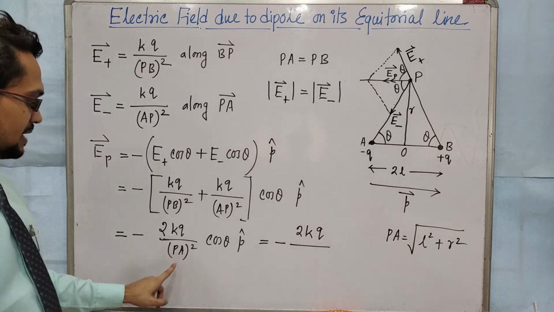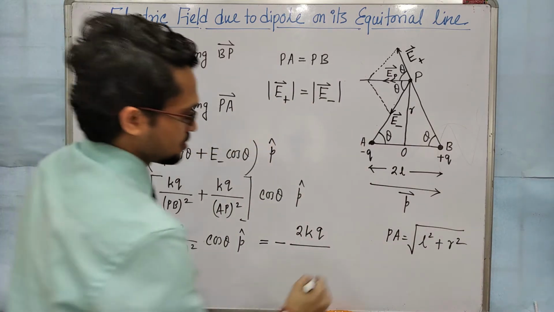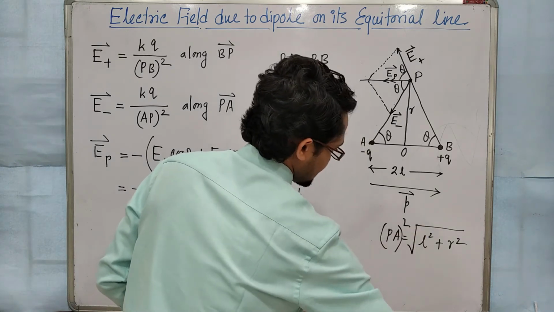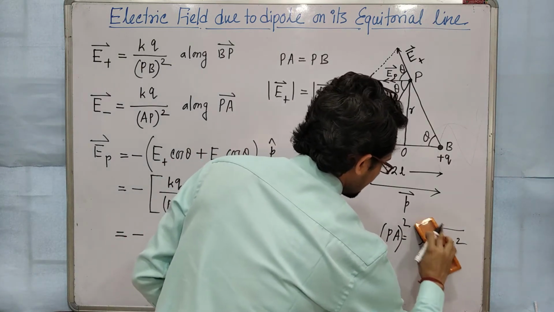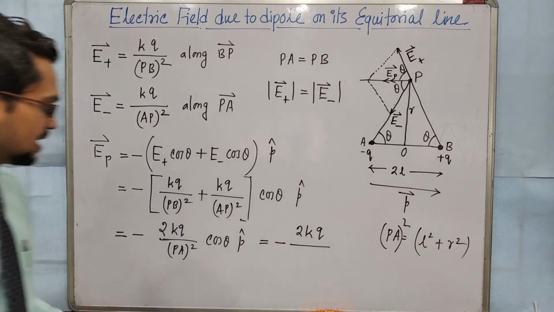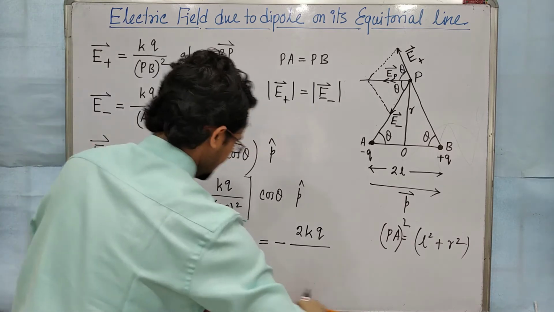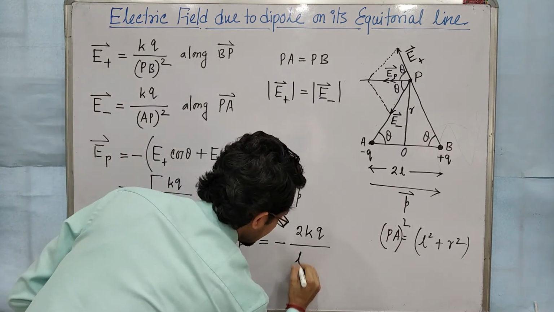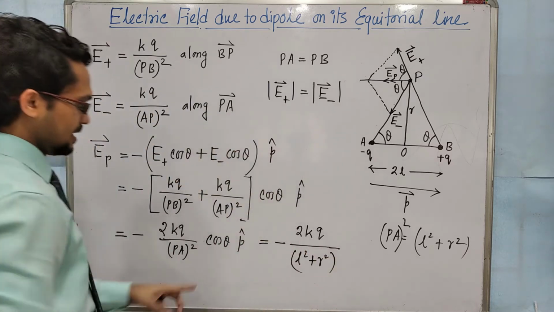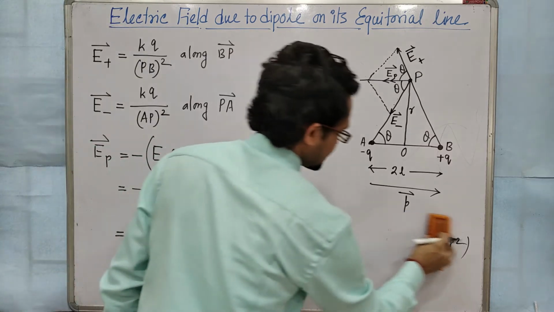Now here we have to place PA square, so there will be no root. PA square is equal to L square plus R square. So I am writing it here, that is L square plus R square. Then cos theta.